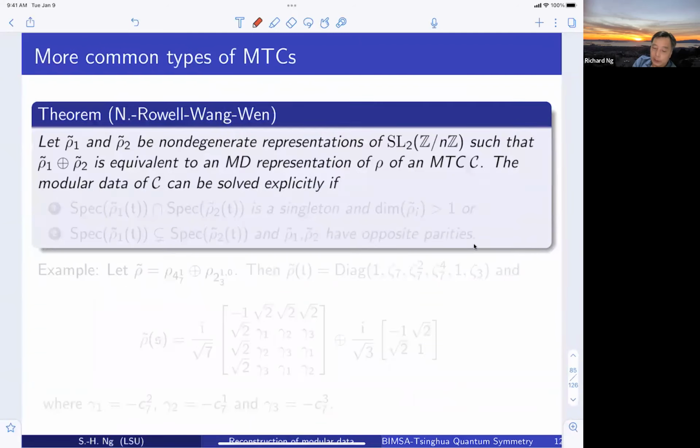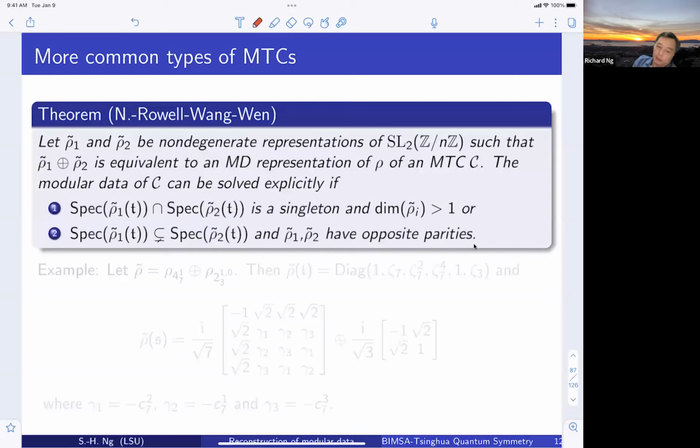So why do I want to do that? Because I want to deal with the reconstruction of a direct sum of 2 non-degenerate irreducible representations. So I start with 2 non-degenerate irreducible representations of SL2C mod n, such that the direct sum of these 2, well, that's not necessarily irreducible, just non-degenerate, is equivalent to an MTC representation of rho for some MTC. Then we can actually write down the modular data for this case, if the intersection of these spectra is just one element, and the dimension of rho I has to be bigger than 1. Or the other case is we can completely solve the modular data. Well, they may not be modular data, but we can write down the corresponding MTC representation for these cases.